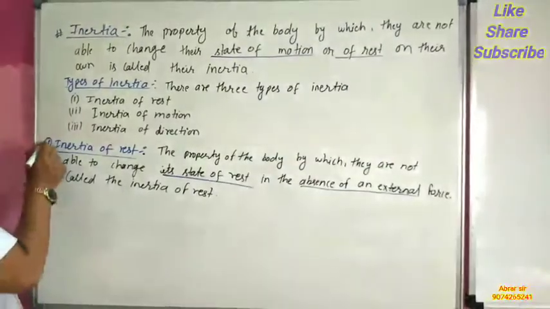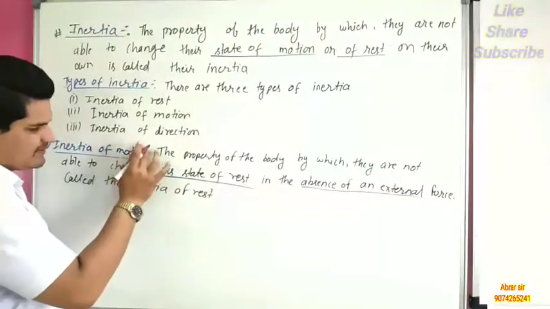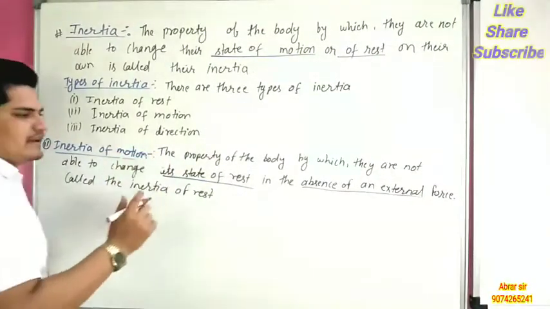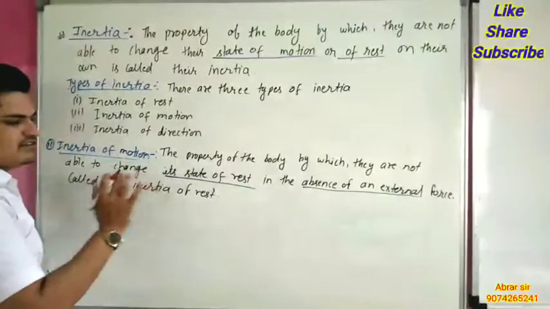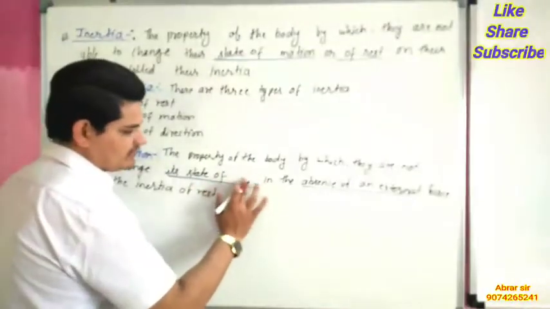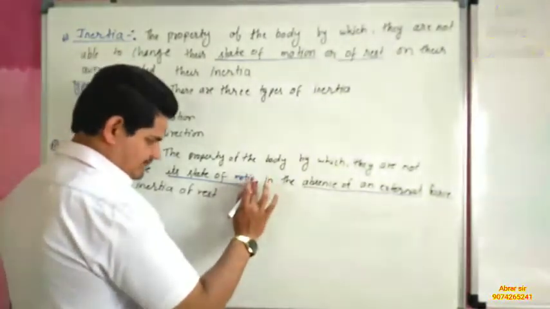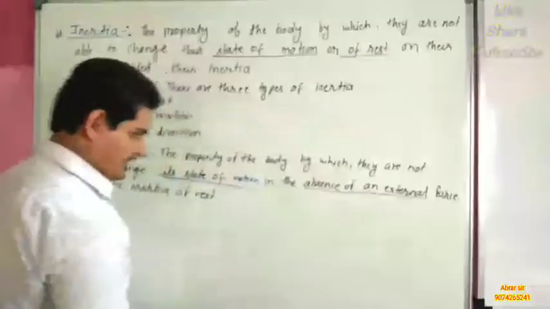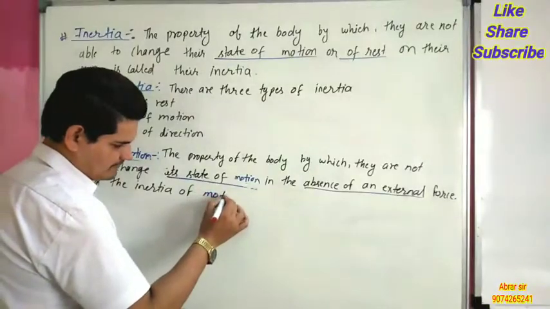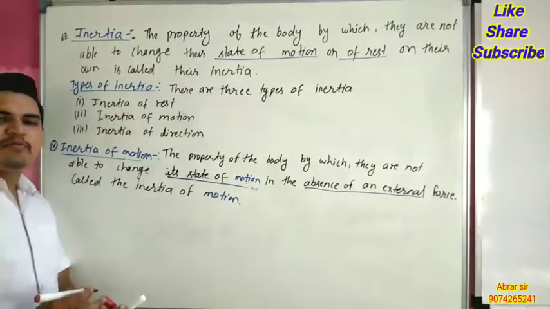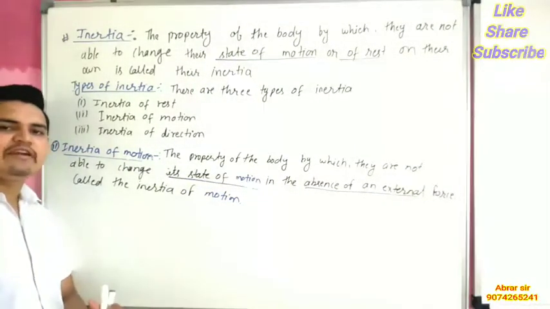Second, inertia of motion. Inertia of motion is the property of a body by which it is not able to change its state of motion in the absence of an external force. It is the property of a body by which it cannot change its state of motion in the absence of an external force.